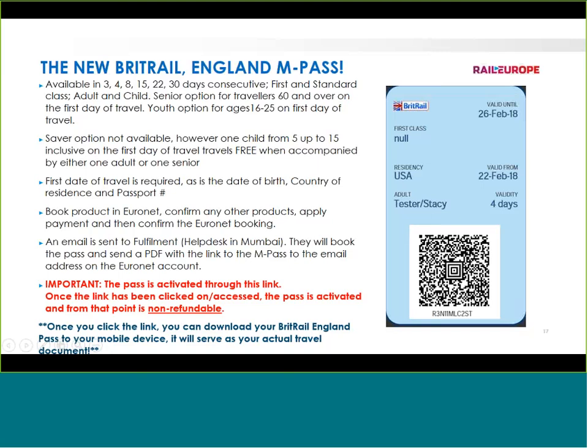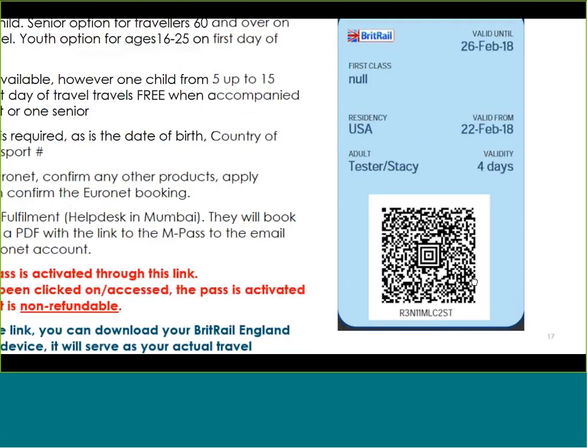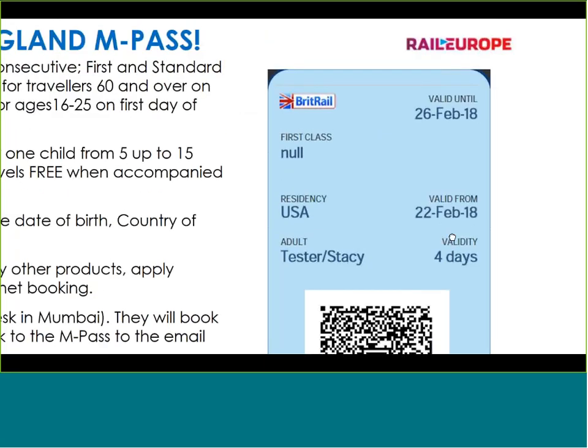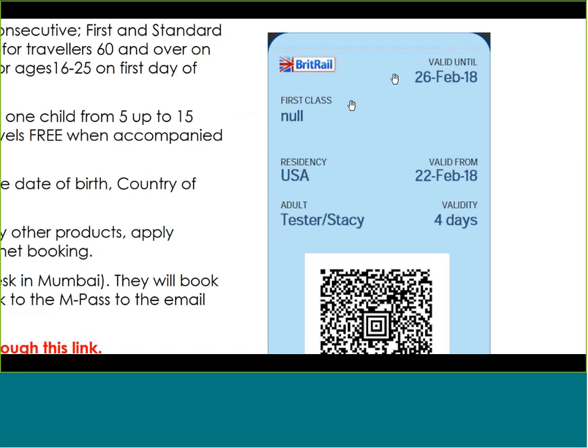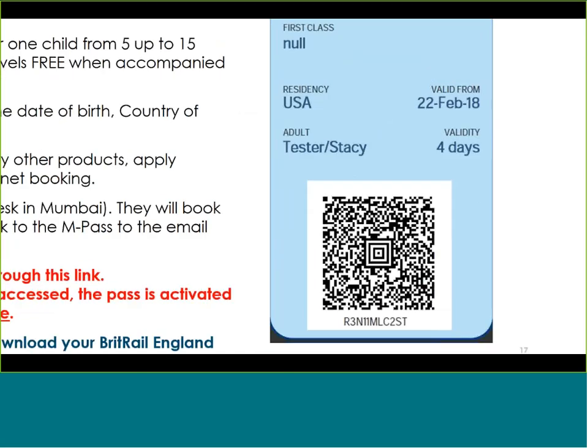But if you're happy with clicking on the link, once you do click the link, you can download the actual Britrail England MPass to your mobile device. And this is an example screenshot of what it looks like. It will serve as your actual travel document. It shows the class of service, when it's valid until and valid from, hence why when you're booking the product, you need to know when the first date of travel is going to be.